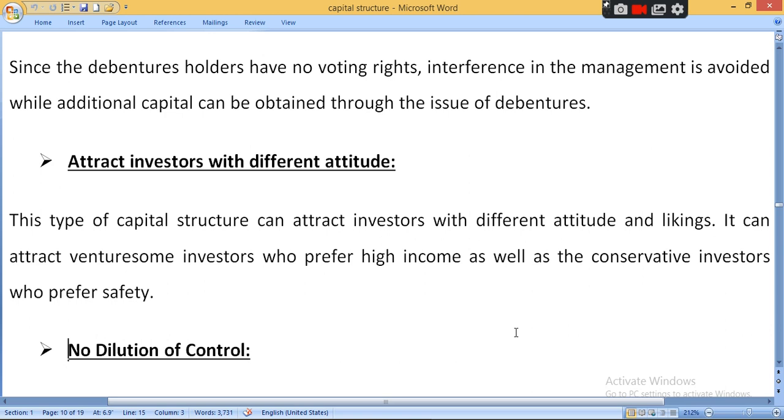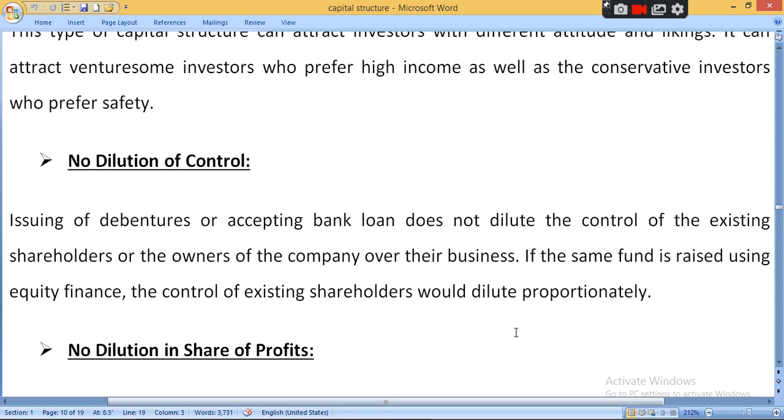So it attracts different kinds of attitude, clear. No dilution of control. For example, only equity shareholders have a voting right. If you have a requirement of money, additional finance for expansion, diversification, modernization, and you raise additional finance with the help of equity, then your control power is distributed among new shareholders plus existing shareholders.